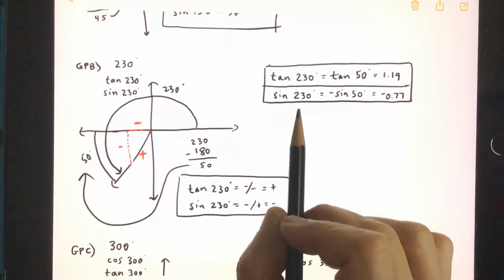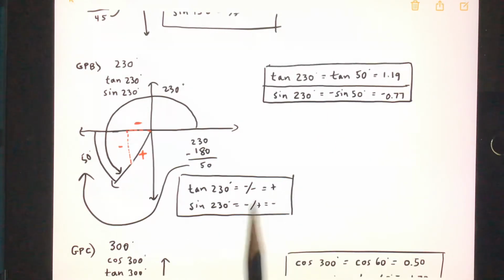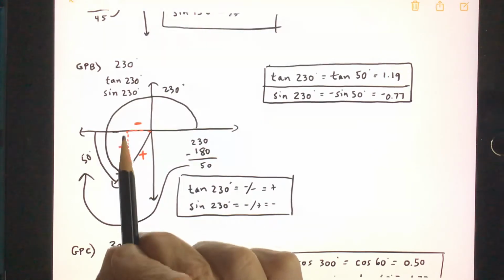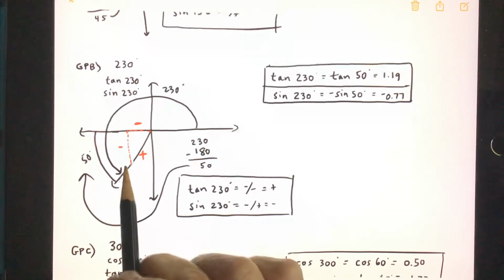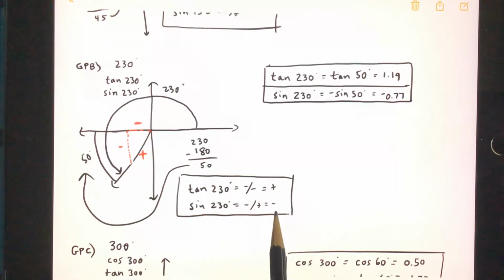Sine of 230 degrees, well, that's going to be the same thing as the opposite of the sine of 50 degrees. We are going to have to put a negative sign on that because we established that sine is negative down here in quadrant 3. Negative, that's our y, negative over our r. Positive. Negative divided by positive is negative.